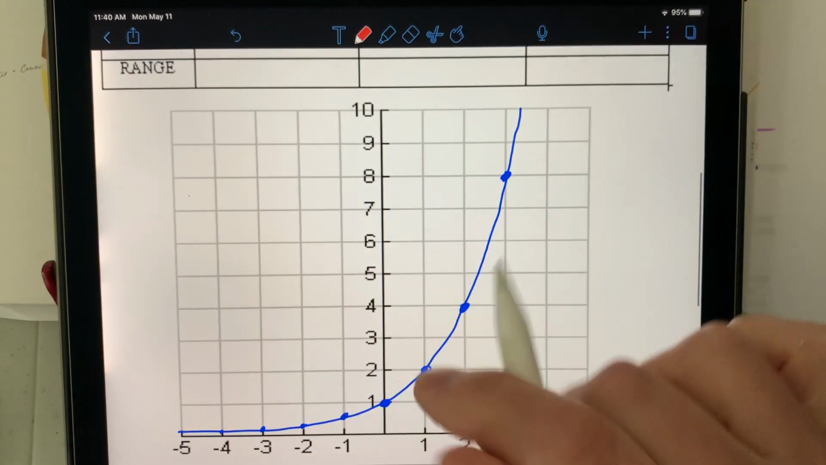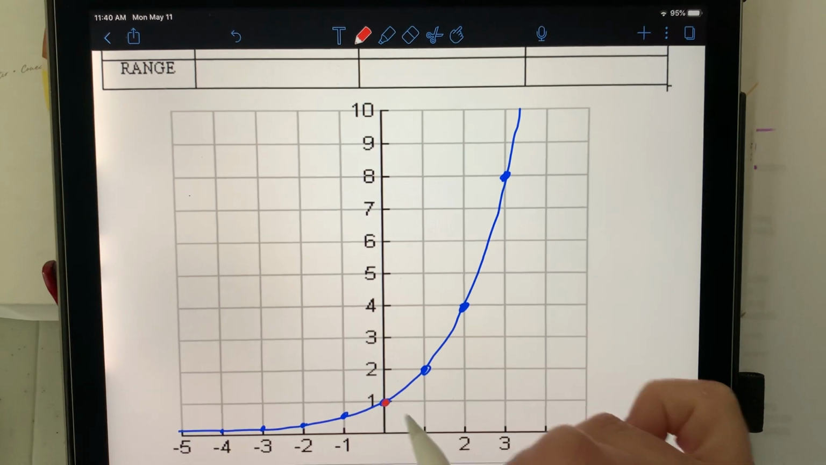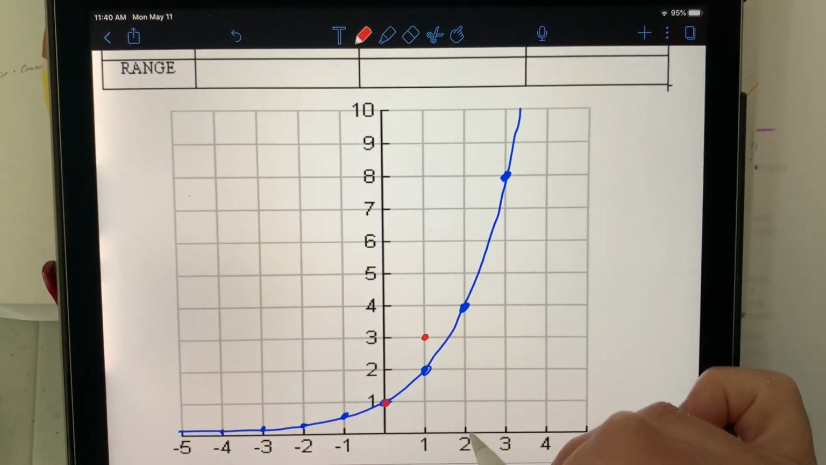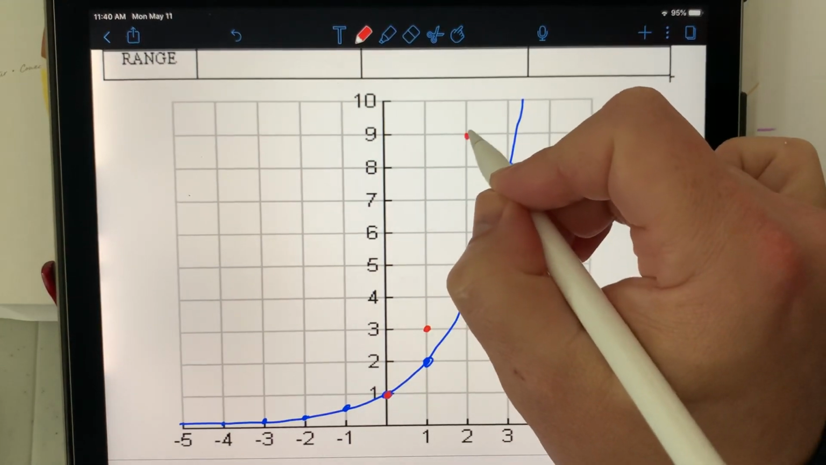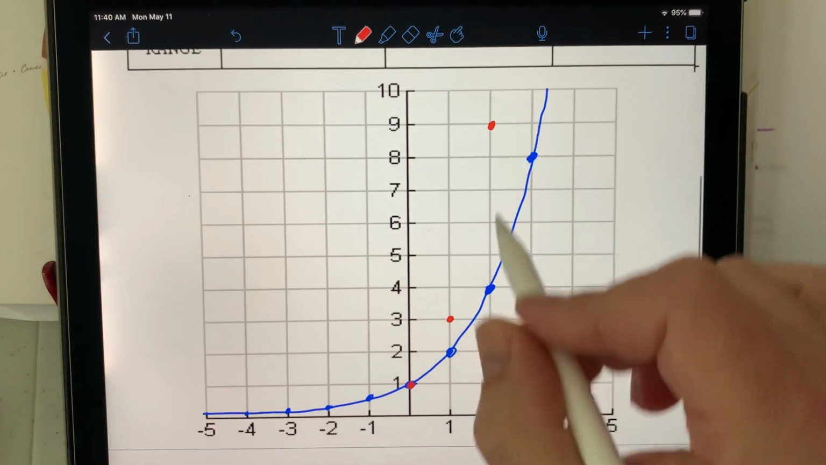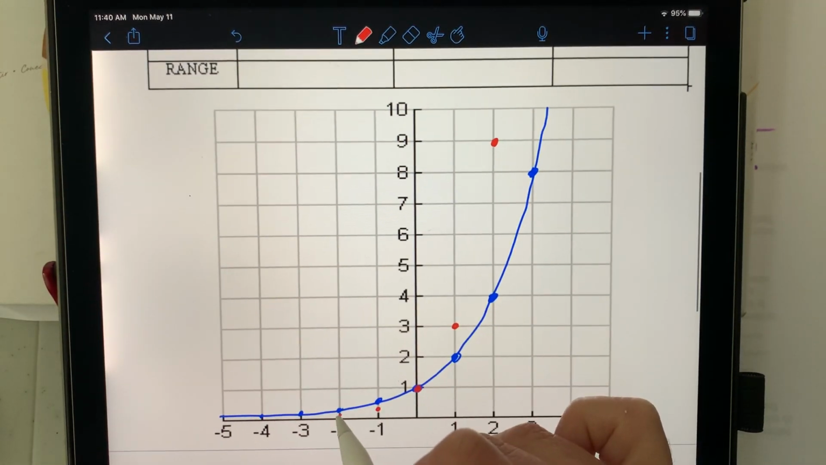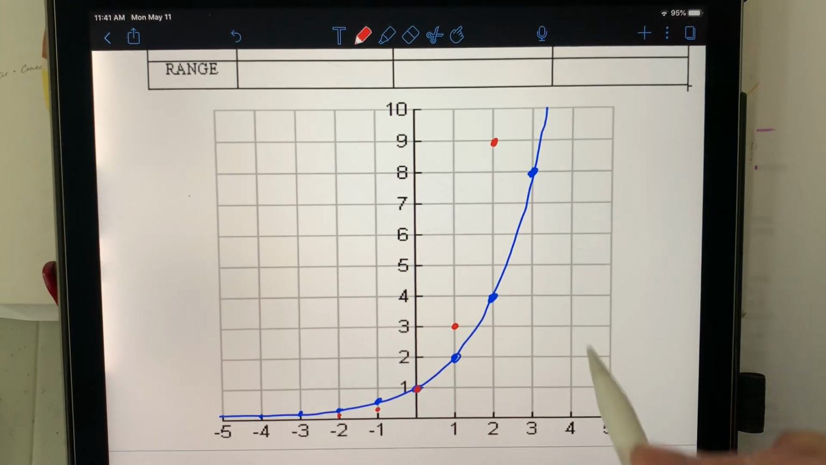So if I graph it here, 3 to the power of 0 is 1. 3 to the power of 1 is 3. 3 to the power 2 is 9. 3 to the power 3 is 27. That's not going to fit. It's going to go too high. And on the other side, it's going to be 1 over 3, which is less than this. 1 over 9, which is really close to 0, and 1 over 27, which is even closer.